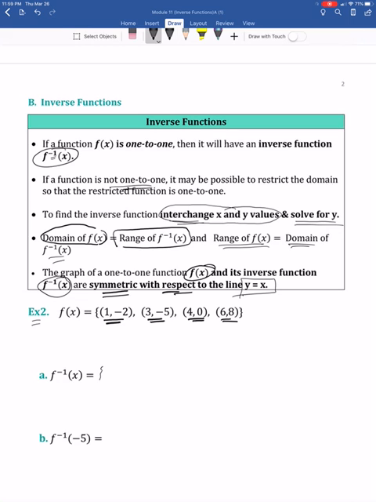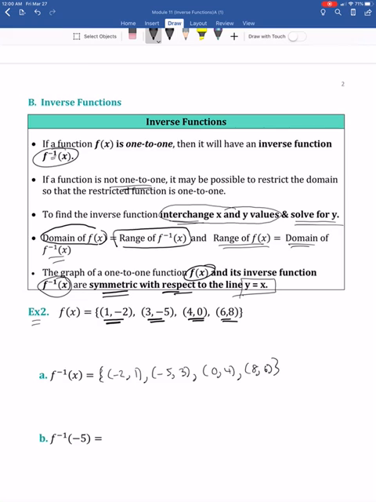And how do we do that? We're going to interchange x and y. So in the inverse function, the ordered pair (1, -2) would give us the ordered pair (-2, 1). x and y are swapped out. (3, -5): in the inverse, we would have (-5, 3). (4, 0): in the inverse, we would have (0, 4). (6, 8): in the inverse, we would have (8, 6). All right, so there's our inverse for this function.